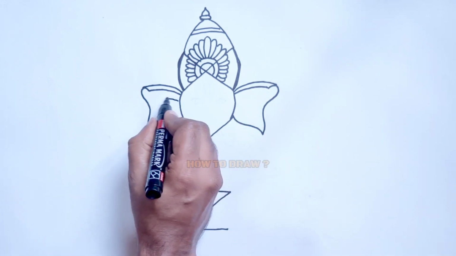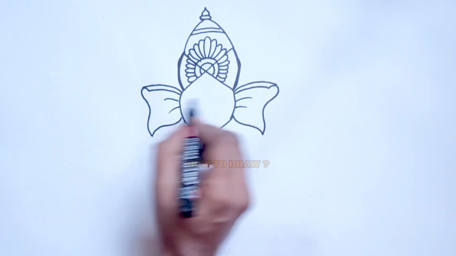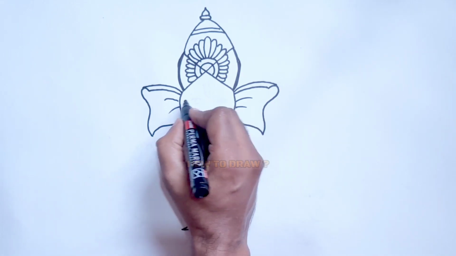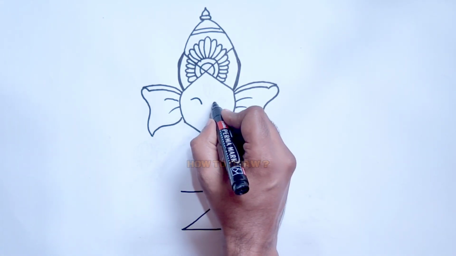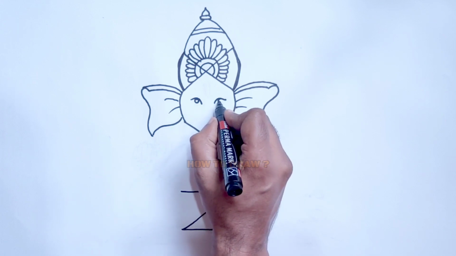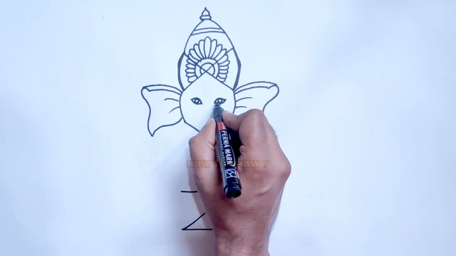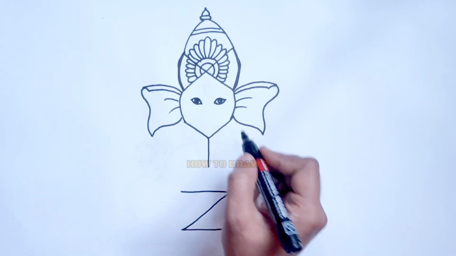Now you can see the ears. Inside the ears join two lines like this. Now the most important part, that is the eyes of Ganesha. Just draw two curves. Inside the curves join two rounds and complete the eyes like this.